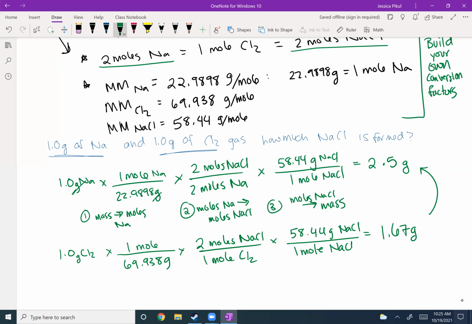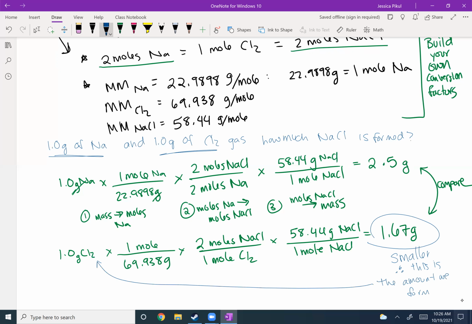So we're going to compare. And this one's smaller. Therefore, this is the amount we form, which means our chlorine gas is our limiting reactant. So I would report that we form 1.67 grams, and then we have some leftover sodium. And I can calculate that. I can figure out, if 1.67 grams forms, what's the mass of sodium that actually reacted to form that, and how much sodium is left? So there's lots you can do with it.